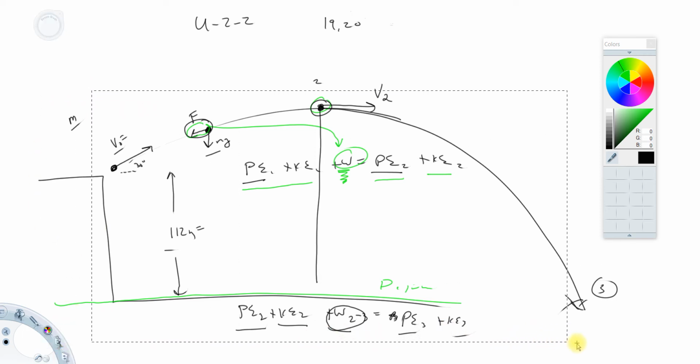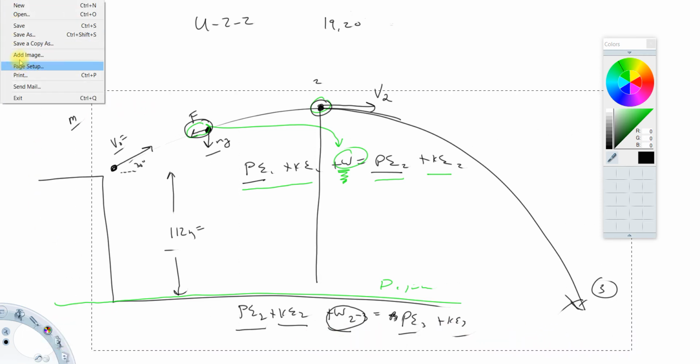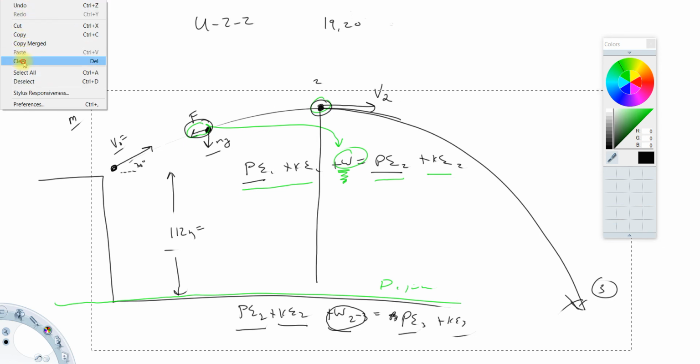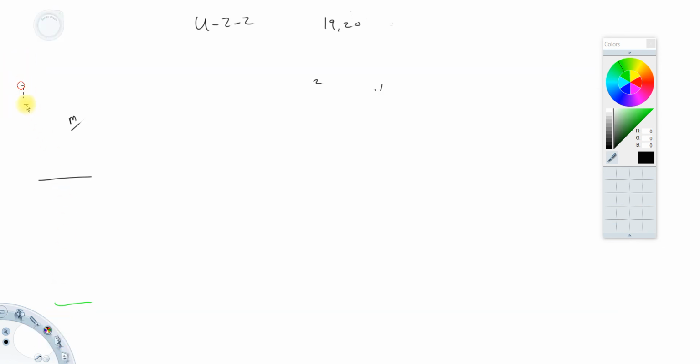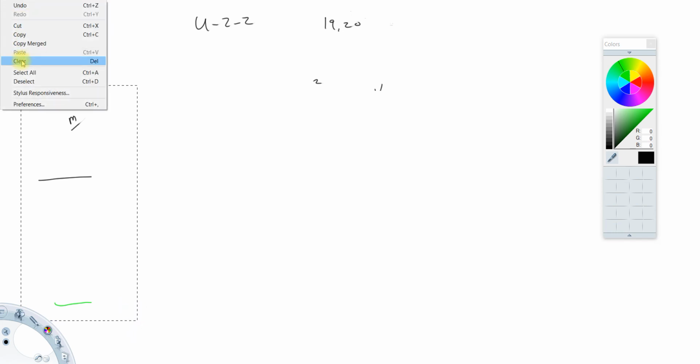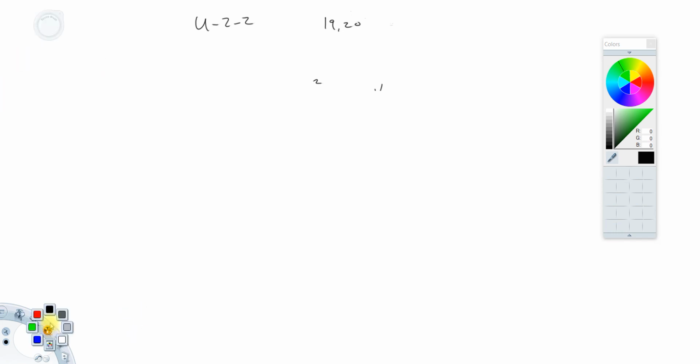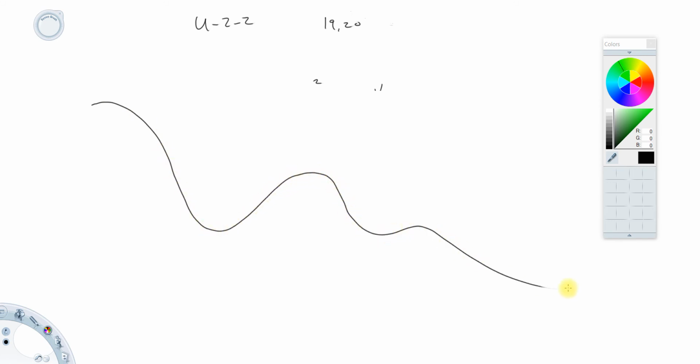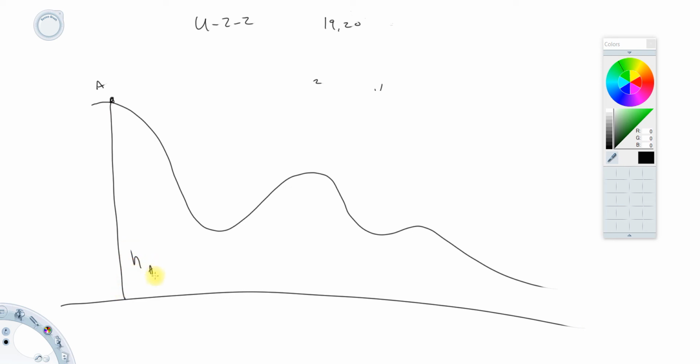Let's talk 20. Get rid of some of the stuff here. All right, so in 20, there's a slide-looking thing, something like this. And here's this particle up here at A. And then there's a bunch of heights given. I think this says height at A. Here's B with a given height at B. Here's C with a height at C.